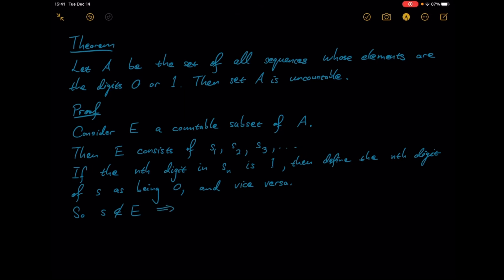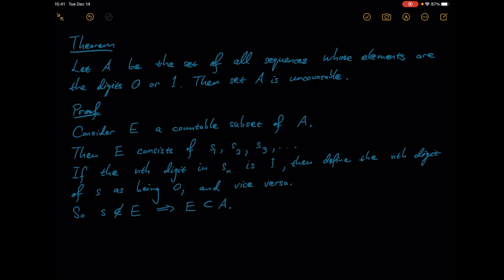So E is a proper subset of A. And that is true for any countable set E that I take. I will find that it is a proper subset of this A. So what does that actually now mean?